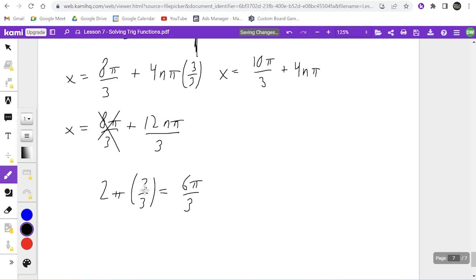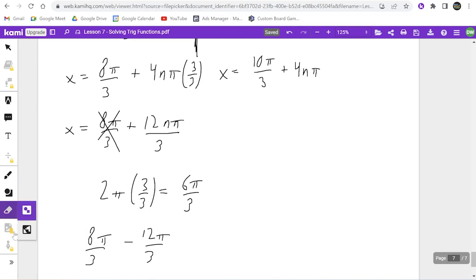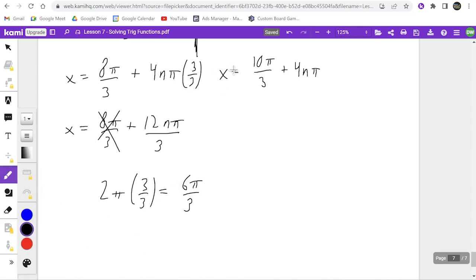Now you may be thinking, hey Dan, can't I choose 0? Well, if you choose 0, you get 8 pi over 3, same problem as before. Can you choose -1? I mean, you can use -1, but if you do, you're going to get 8 pi over 3 minus 12 pi over 3. And now you got a negative number, and that's already out of bounds again. So in other words, there's no solutions from that side. And that's okay, it just means there's no solutions. But we still have this guy to worry about.